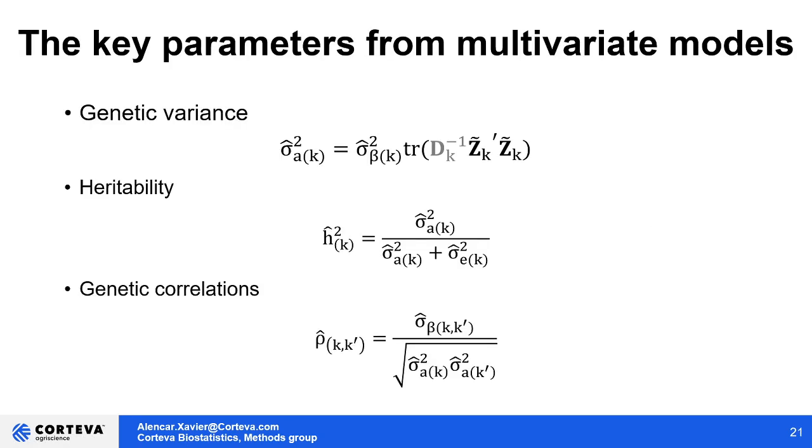And some key parameters that we derive from those multivariate statistics are the genetic variance, which will be used for the calculation of the heritability of each trait, and likewise the genetic correlation between every pair of traits, here represented by K and K prime.